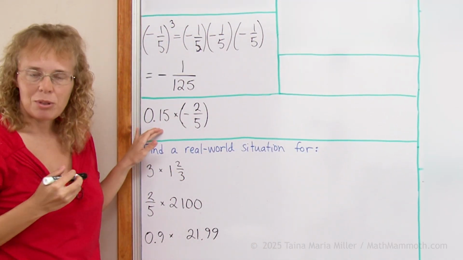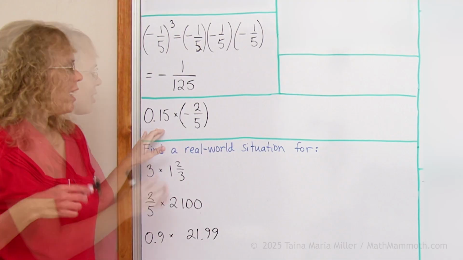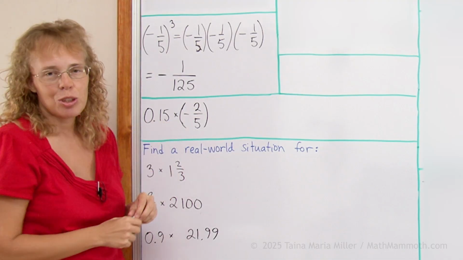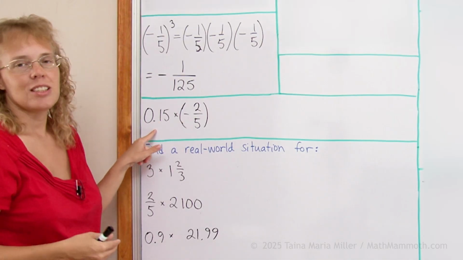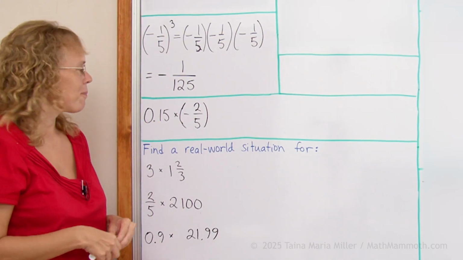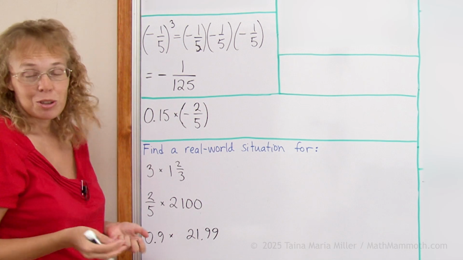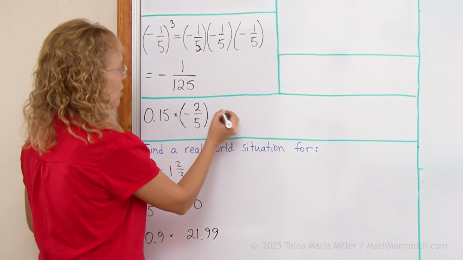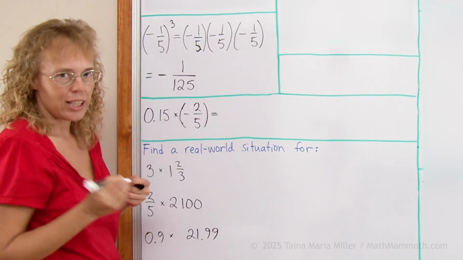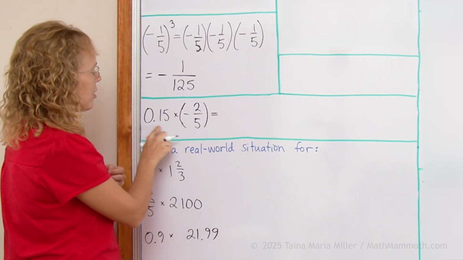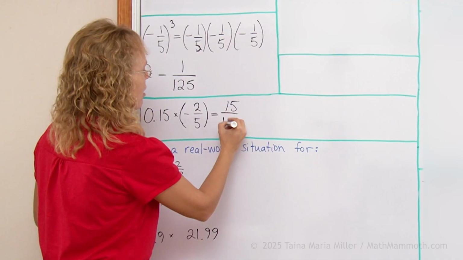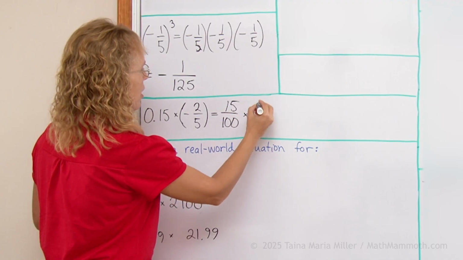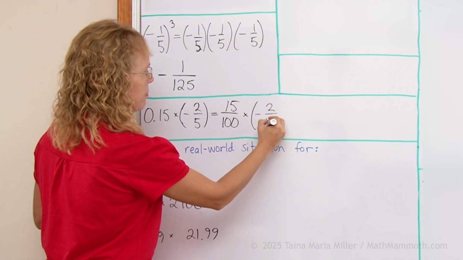Here I have a decimal times a fraction. You cannot do it directly as such. You need to either change the fraction into a decimal, or the decimal into a fraction, and then multiply. And I'm going to do it both ways. Actually, let's first use fraction multiplication. This here, 0.15, is of course written as a fraction 15 hundredths. And that times negative 2/5.